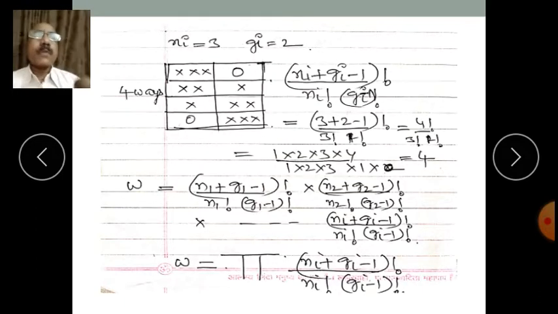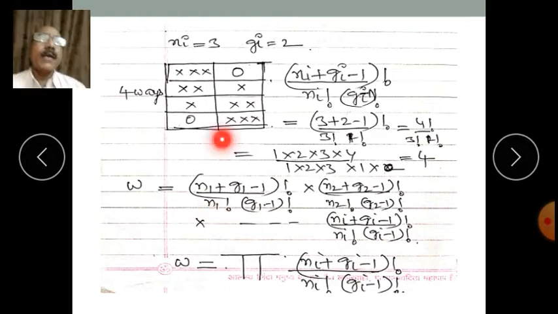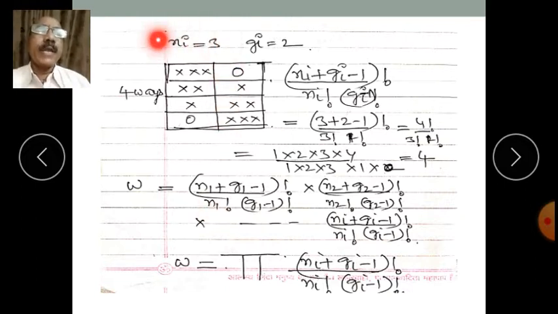Now let us consider Ni to be equal to 3. Number of particles is 3 and Gi is 2. Gi is the number of sections, isn't it? So the particles are indistinguishable. There are only 2 sections. 3 particles are to be arranged in 2 sections.